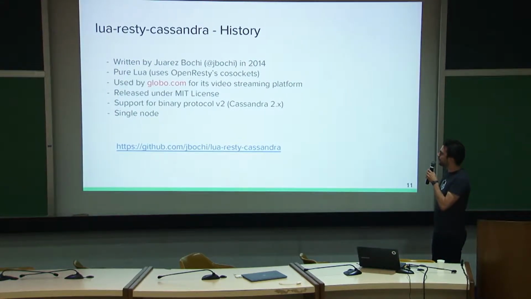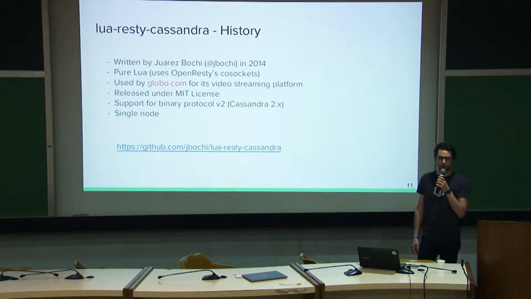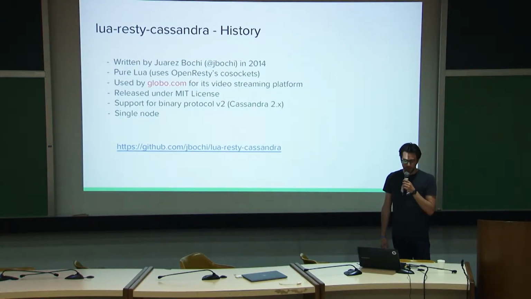Some drawbacks were the fact that the library only supported the binary protocol v2, so we only supported Cassandra 2. And today the mainstream version is Cassandra 3, but that was not yet the case back in the day. And the biggest drawback of all is that it's a library that's talking to a single node only.